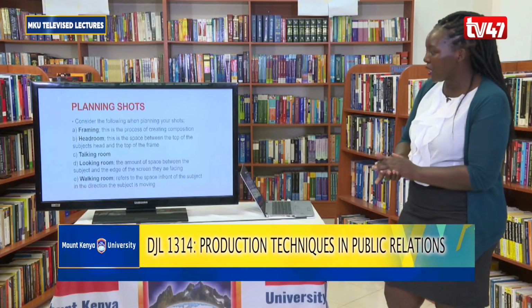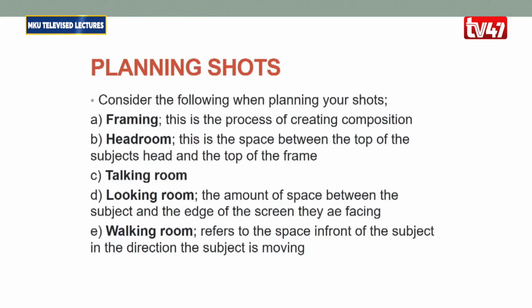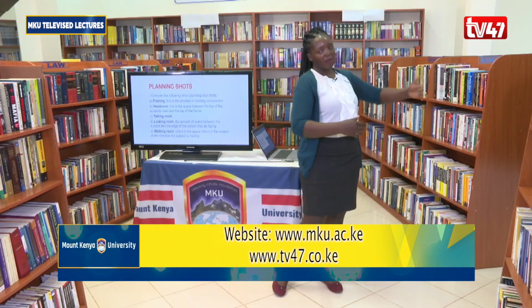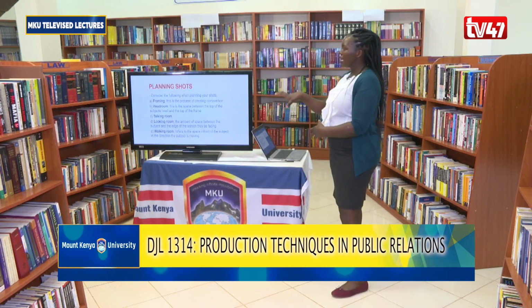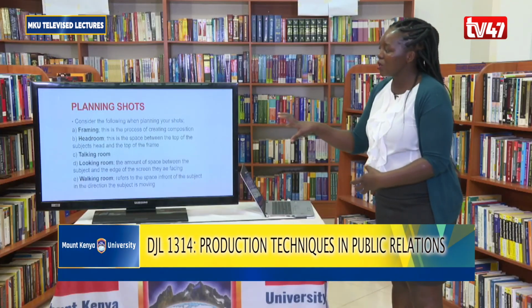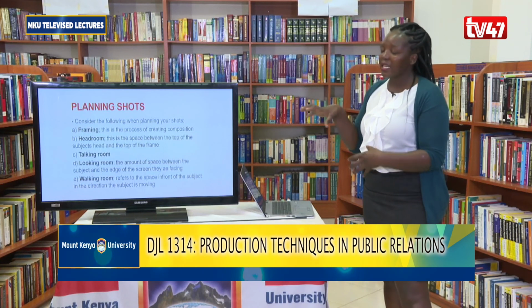And then we have the walking room. It refers to the space in front of the subject in the direction the subject is moving. So if your subject is moving towards this direction, you give them space in front of them, which is the walking room. If they're walking towards this direction, you give them space in front of them, which is the walking room. So these particular concepts will come in handy. They're basically to help you get to know how to compose your images properly when doing production.